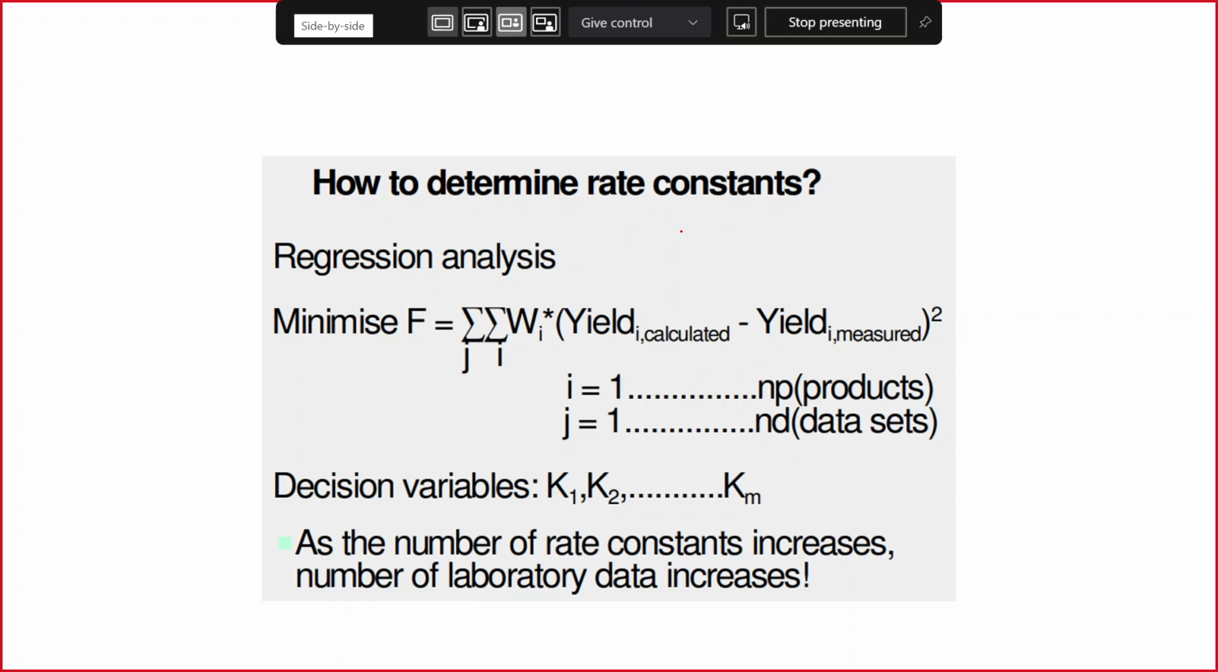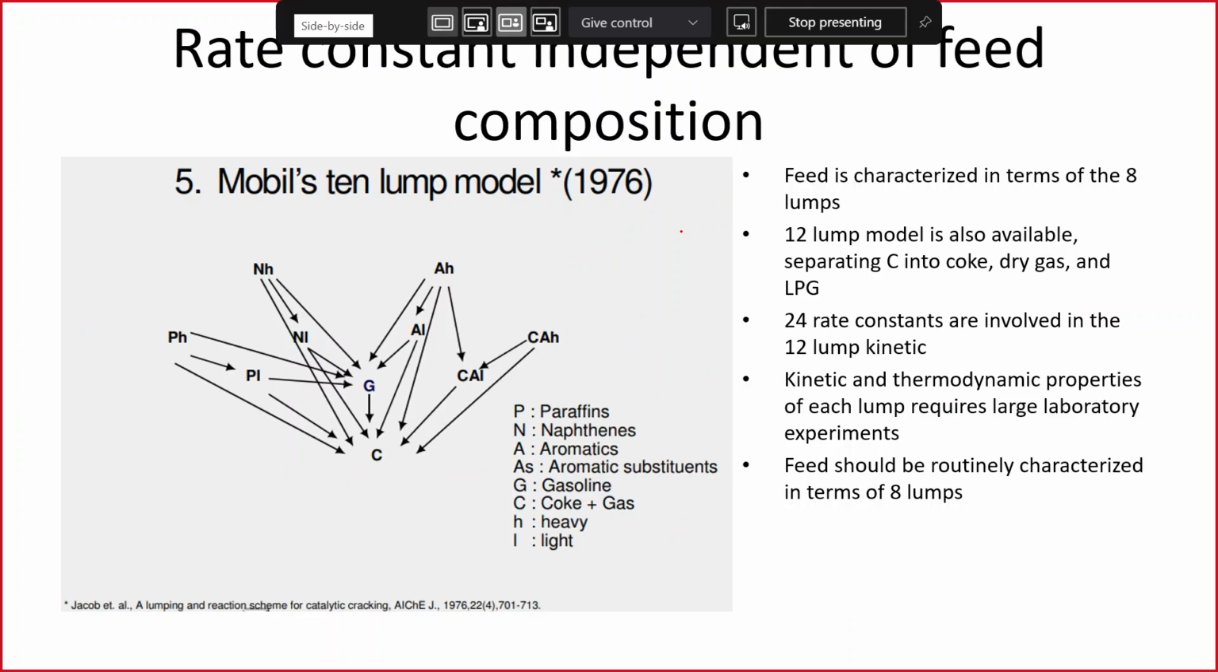How to do this? I'll give you an example, but before that, we will finish with the molecular modeling first, and then we come back to this. Yeah, see, the lump model, or they lump into like 10, how many components? 1, 2, 3, 4, 5, 6, 7, 8, 9, no, 10 components. Well, 10 lump model. So 10 components. So paraffin, naphthenes, and so on and so forth.